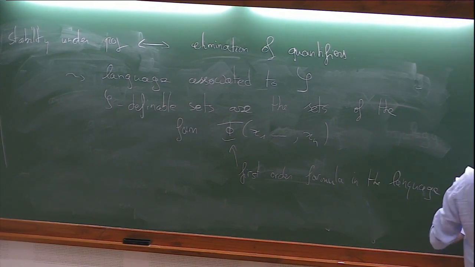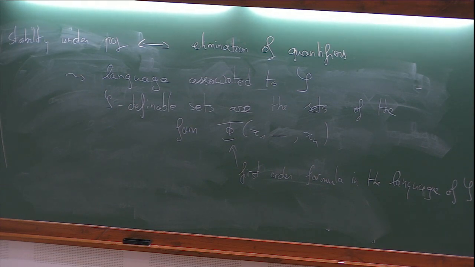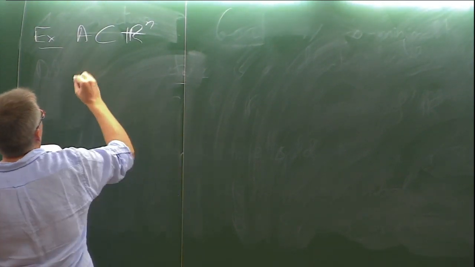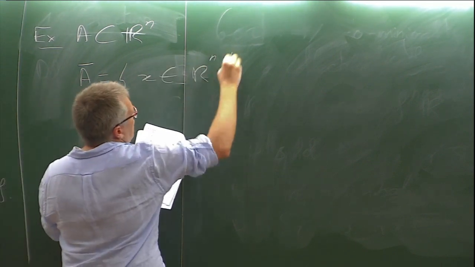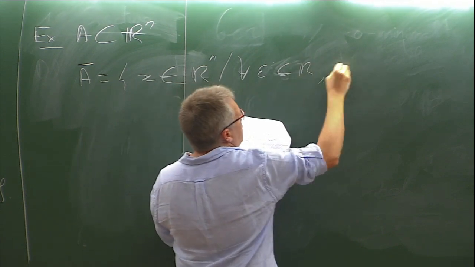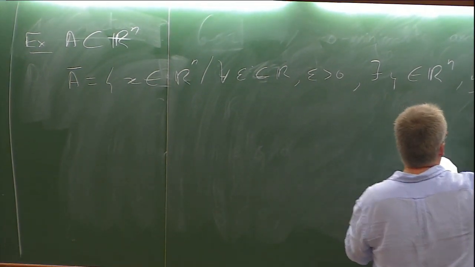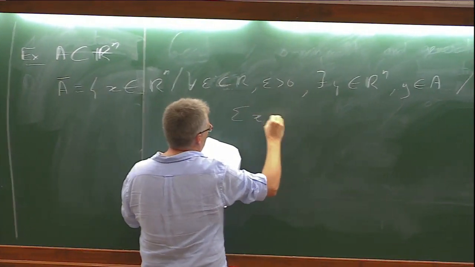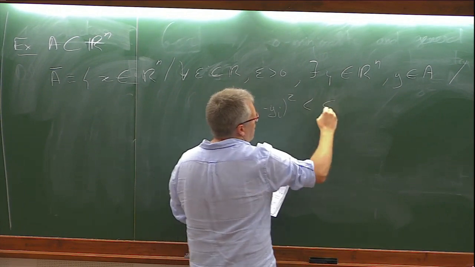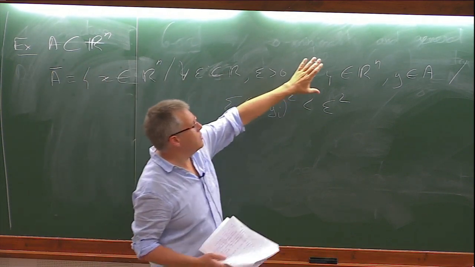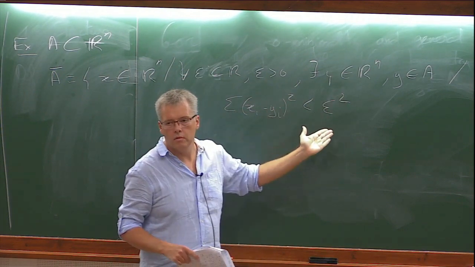Maybe it's easier to spend some time doing it. So for example, you take A in R^n which is S definable, and you want to prove that A bar is S definable. You write the usual definition of A bar. This is the set of x in R^n such that for any epsilon in R, epsilon positive, there exists y in R^n, y in A, such that the usual distance, which is a semi-algebraic function and this is crucial, is at most epsilon. So I'm just saying that the closure of A is the set of points such that for any epsilon, there exists a point in A at distance at most epsilon from that point.